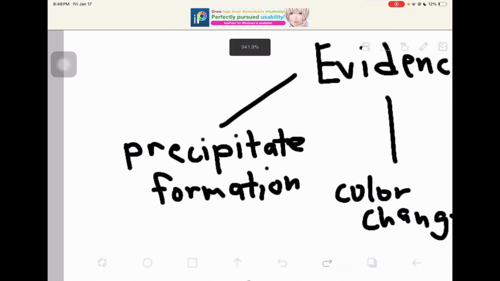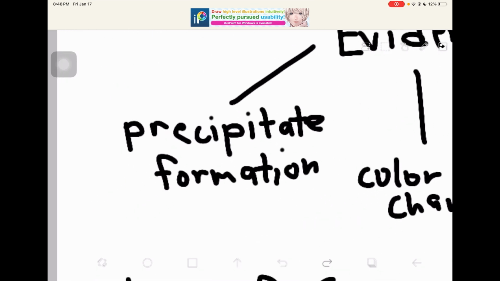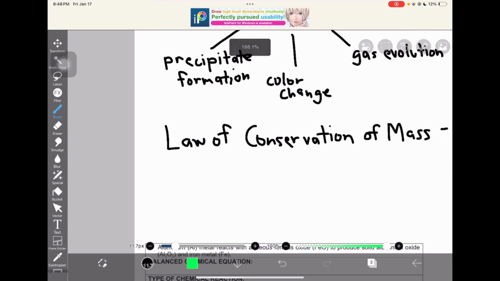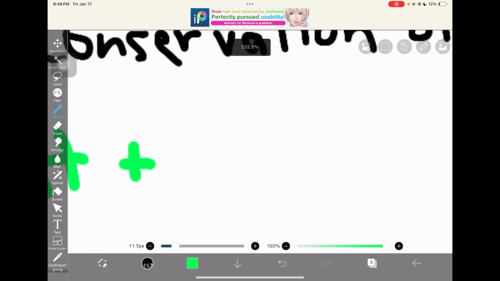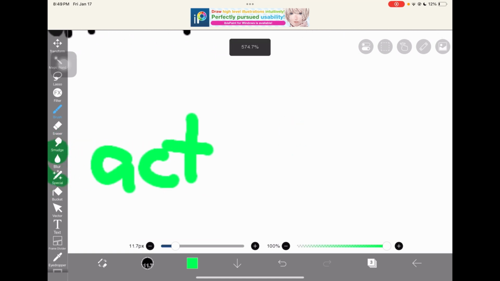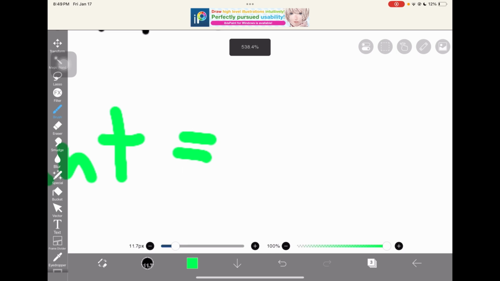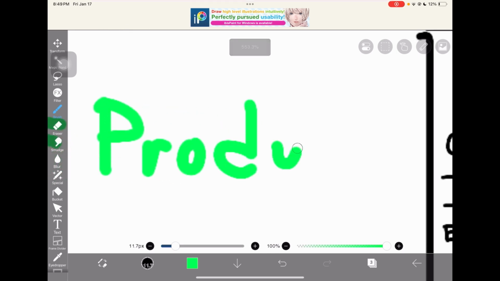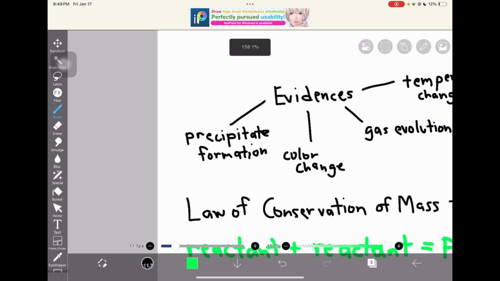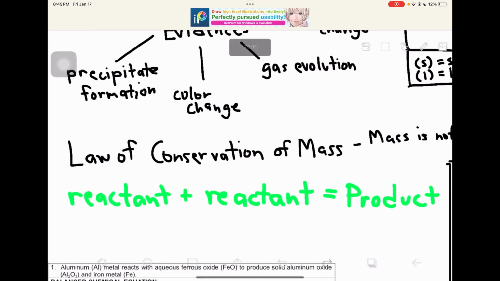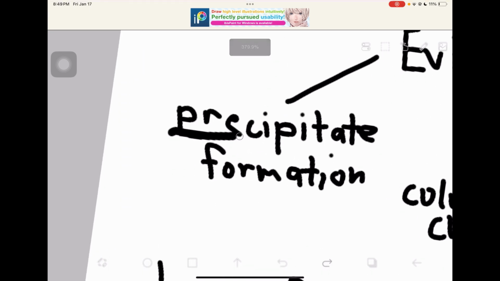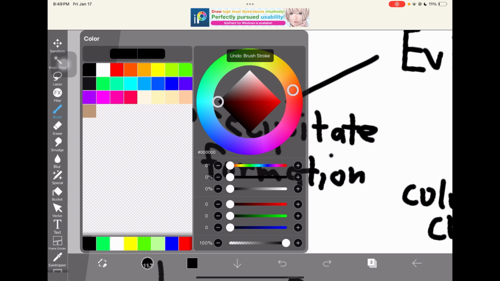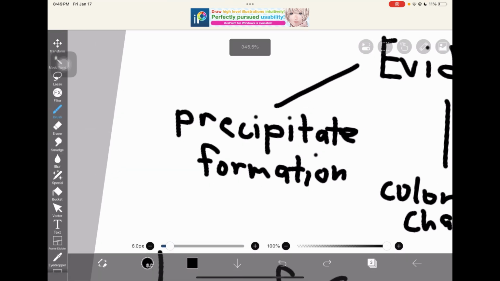The first one is precipitate formation. It happens when you react two substances, the reactants, I forgot to write that down. Reactant plus reactant equals product. So it happens when two reactants react and the product starts creating either gas or solid. These gases and solids are called precipitate, and that is one of the evidences for a chemical reaction.